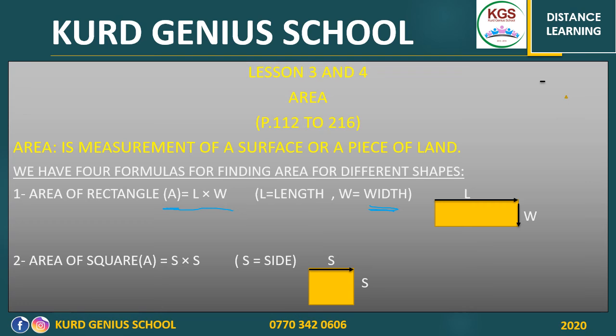Second one, area of a square. Area of a square is equal to S times S. What is S? S means a side. So area of a square is equal to side times side. Side times side. Area of a square equals side times side.